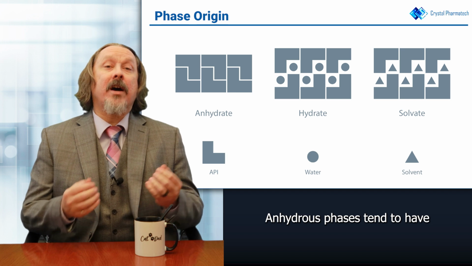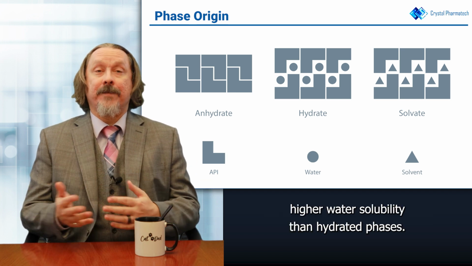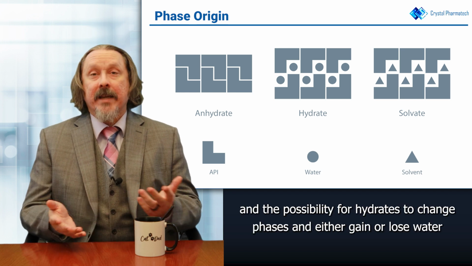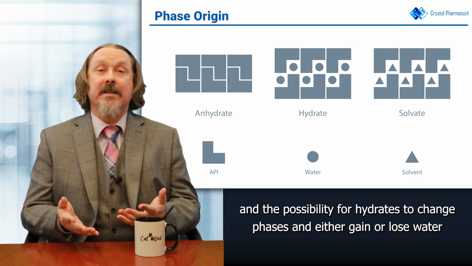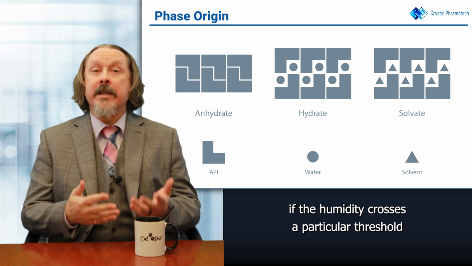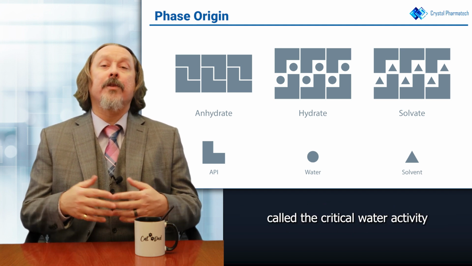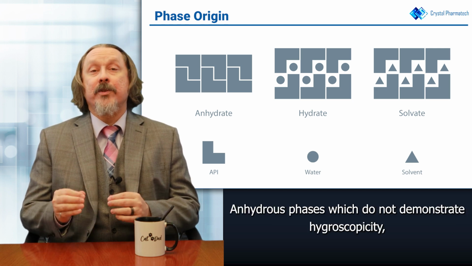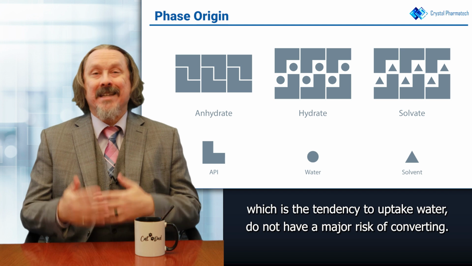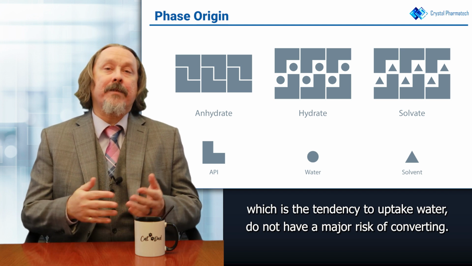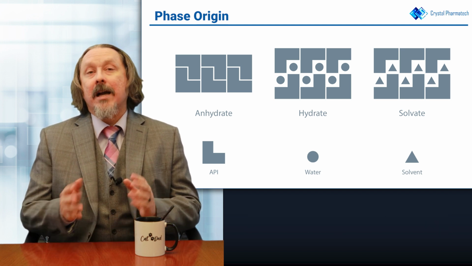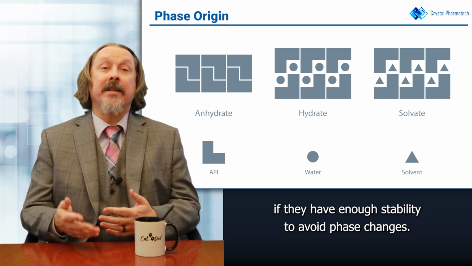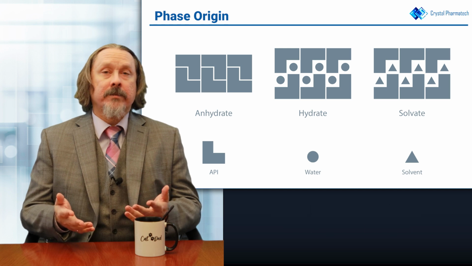Anhydrous phases tend to have higher water solubility than hydrated phases. There is also a question of water sensitivity and the possibility for hydrates to change phases and either gain or lose water if the humidity crosses a particular threshold, called the critical water activity. Anhydrous phases, which do not demonstrate hygroscopicity, which is the tendency to uptake water, do not have a major risk of converting. Hydrates are a viable alternative to anhydrous phases if they have enough stability to avoid phase changes.